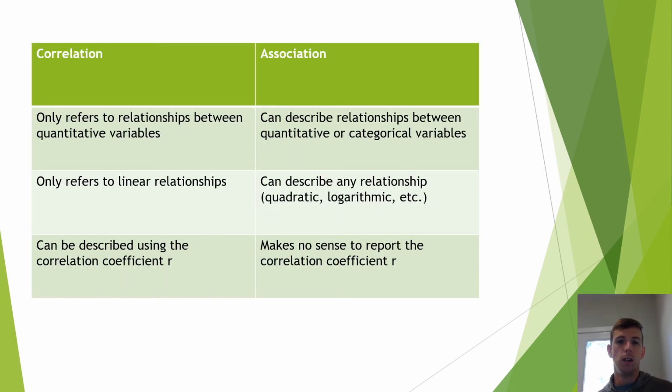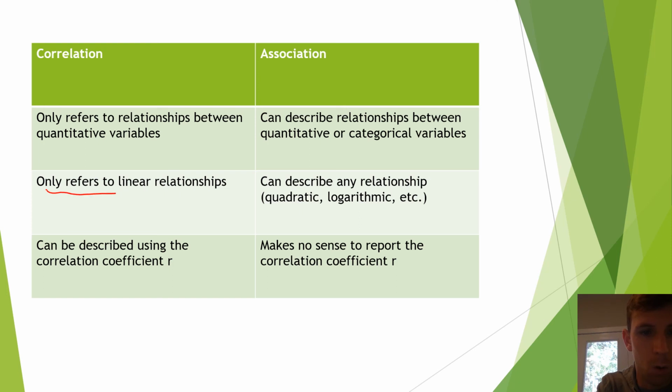Okay. Just really hammering home this point, I can't say this enough, the difference between correlation and association, because in English they are used interchangeably, in stats they are not. Correlation only refers to relationships between quantitative variables. Association is a much more general, vague term. It can talk about quantitative, it can talk about categorical variables, just describing general relationships.